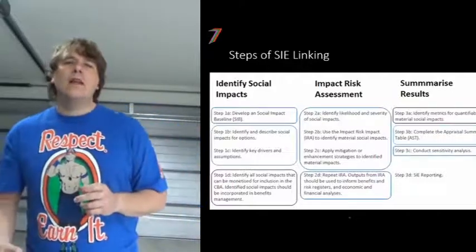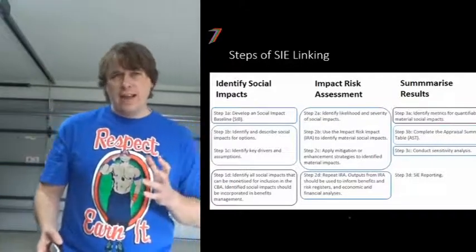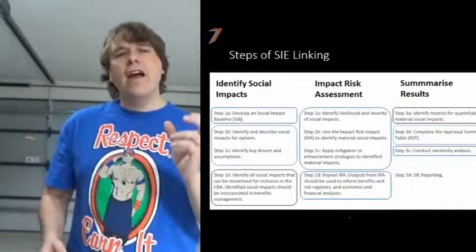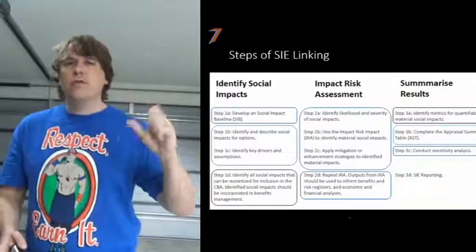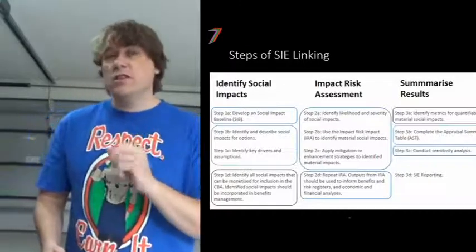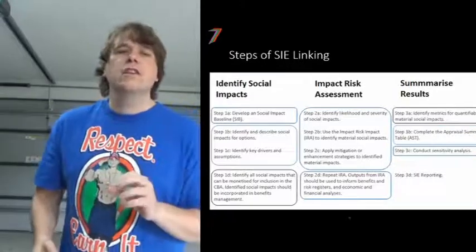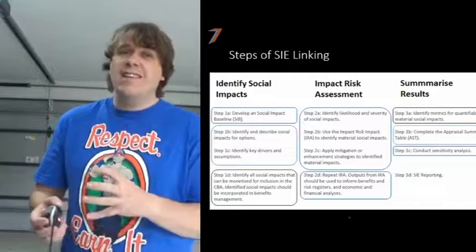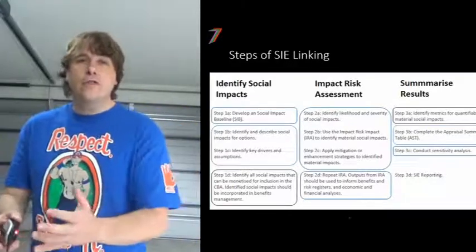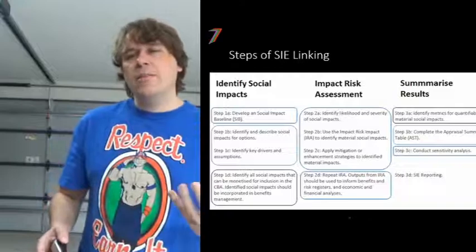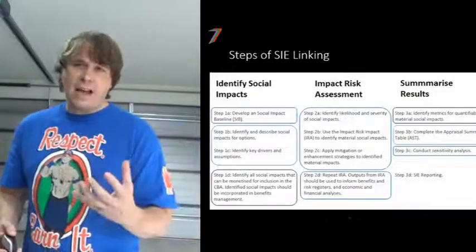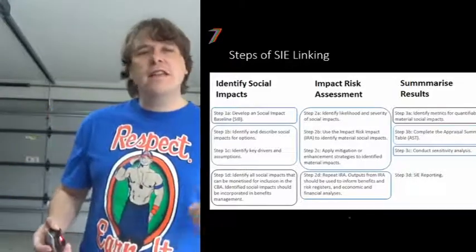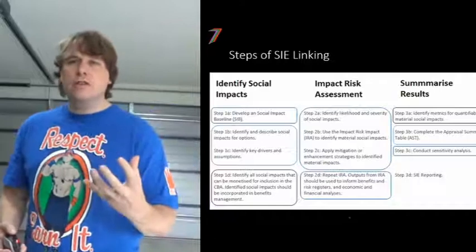Alright, so what about the linkages now between cost-benefit analysis and social impact evaluation? You can see here we've got the 3 areas: impact, social impacts and a bit of a description; impact risk assessment; and description and summary of results. The blue circled areas are where you would do social impact evaluation and cost-benefit analysis together. For example, your social impact baseline you would establish along with your base case, so you'd have the two consistent. The same with identification of benefits, impacts and costs. Again, you would do those together.